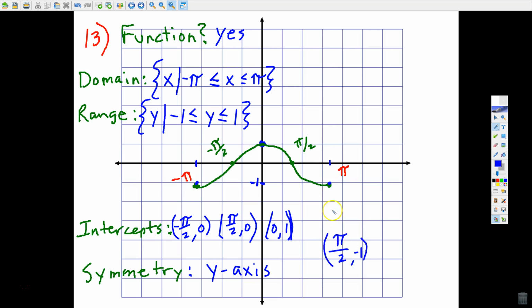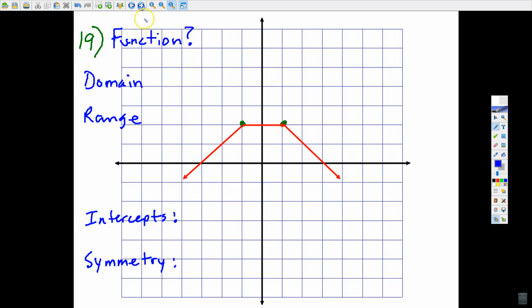Okay, that's pretty obvious that that's on the graph. Well, if there is origin symmetry, then this point should be on the graph. If you just take the opposite signs, -pi/2 and +1 is not on the graph. So this kind of proves that we do not have origin symmetry, only y-axis. So that takes care of number 13.